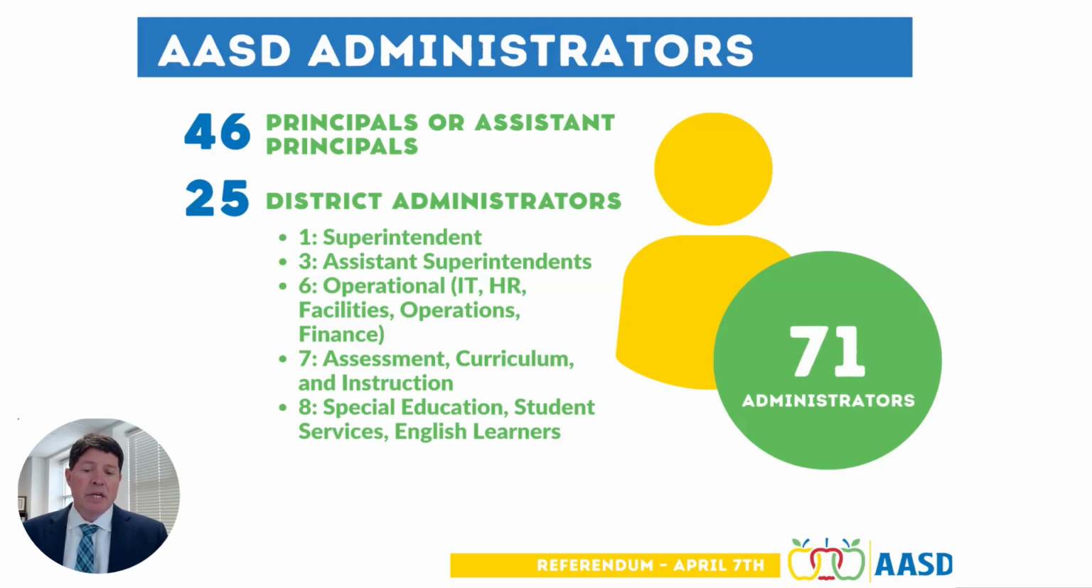And then we have 8 special education, student services, and English learners. So that means they're overseeing the work that is specific to students with special education IEPs. That's about 2,500 students for us. Student services is going to be working with everything that goes into attendance, behaviors, mental health, as you can imagine. And then 1 administrator working with our students that are learning English as a second language.